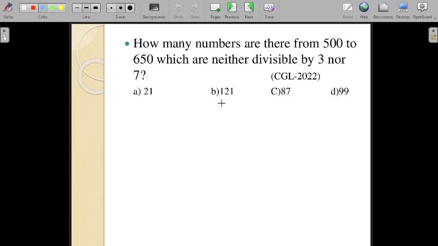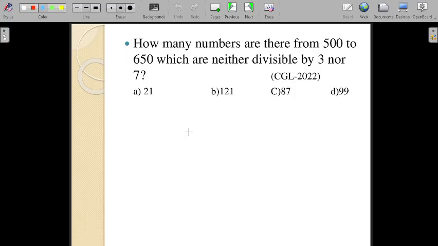Okay, last question. How many numbers are there from 500 to 650 which are neither divisible by 3 nor by 7? Okay, here what we have to do, this question was also asked in CGL 2022. First of all we have to find how many numbers are there from 500 to 650. Afterwards we need to find how many numbers are divisible by 3, how many are divisible by 7, how many are divisible by 21. Afterwards, since it is neither, we need to subtract these. Okay, so we are going to do it.